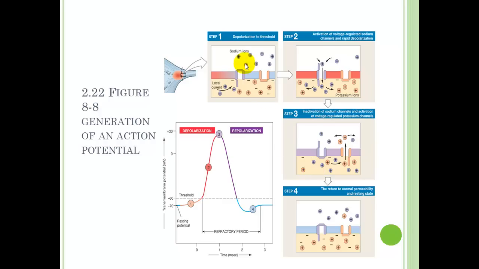So step 1, sodium ions are on the outside, and then step 2, activation of the voltage regulated sodium channels and rapid depolarization. So what we're going to see here is sodium rapidly moving inside the cell, and the cell in here is going to become more and more and more positively charged. Then inactivation of sodium channels and activation of voltage regulated potassium channels. So at that point potassium is going to be kicked out, and this is the sodium potassium pump.